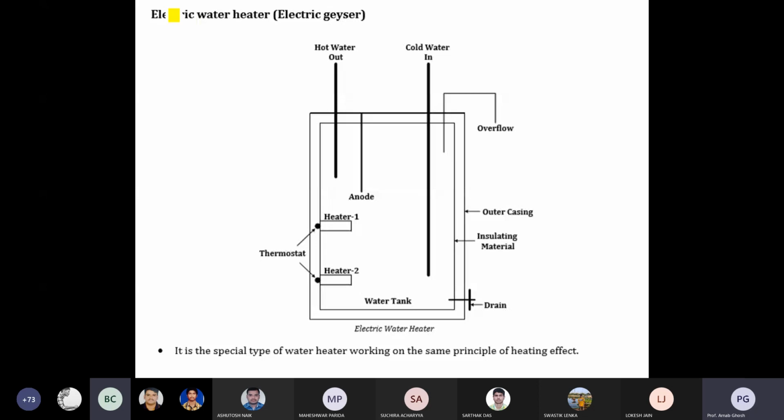Here you can see we are talking about the electric geyser, how it will look. The geyser is connected with hot water out and cold water in. If there is any possibility, there is an option of overflow. Now heater one is there, it is your anode, and it is your water tank.